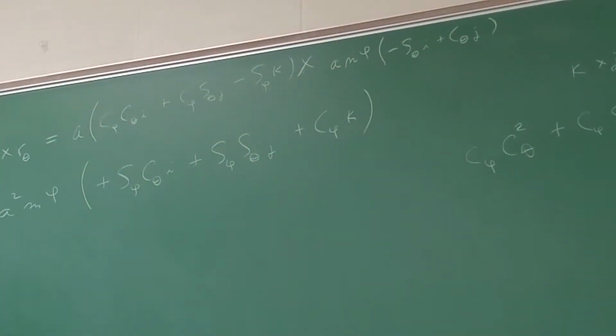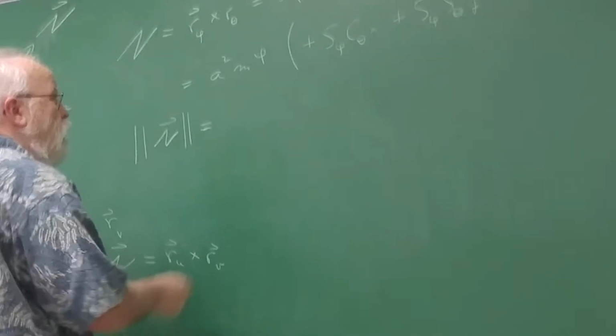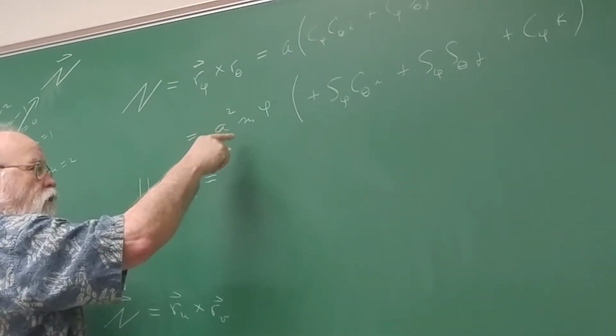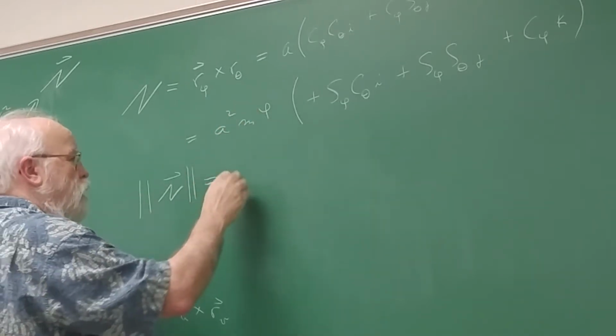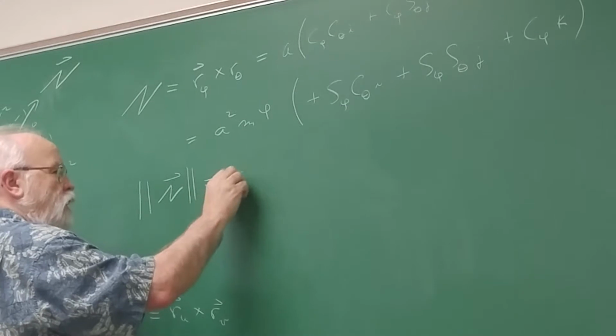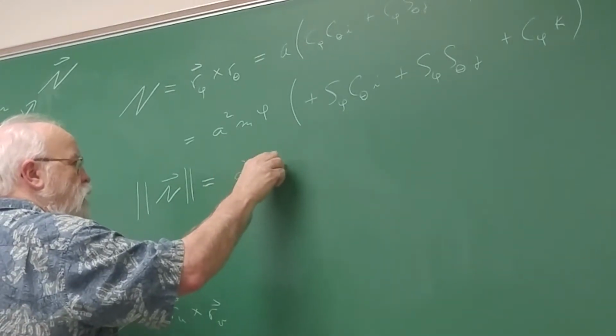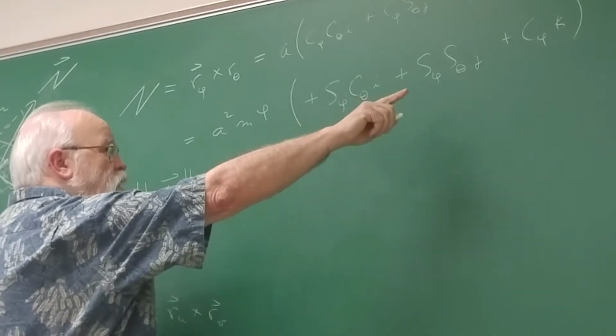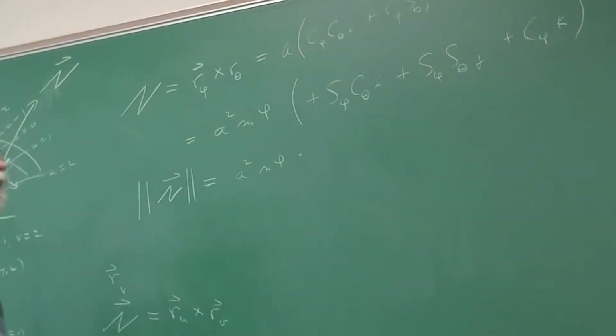So anyway, getting close. Magnitude of n. Well, this is just a constant scalar factor here, and it's positive, so I don't even need an absolute value. So I get a squared sine phi. And what's the magnitude of this? And do you really have to calculate it?